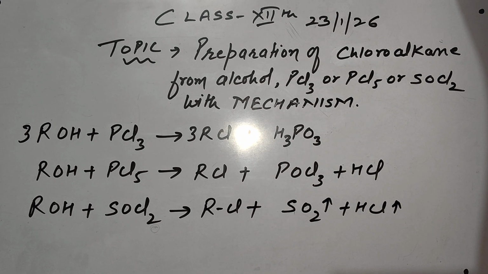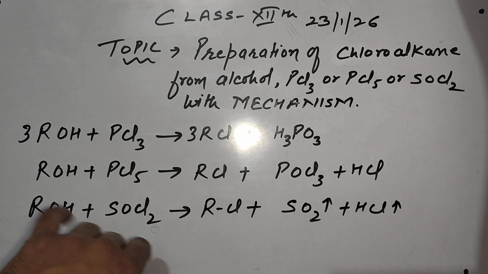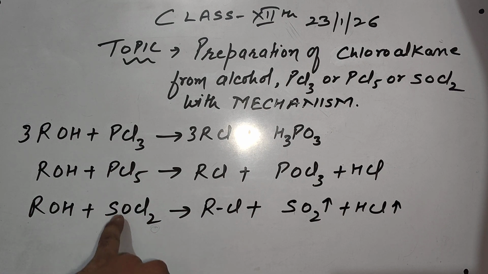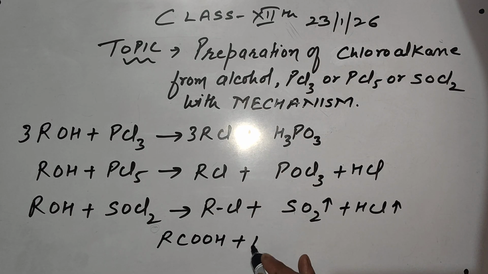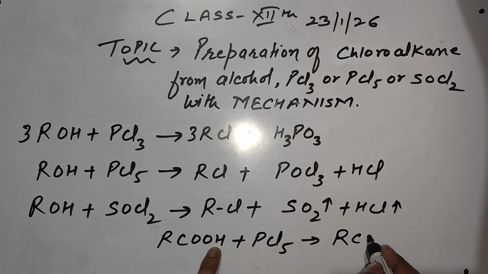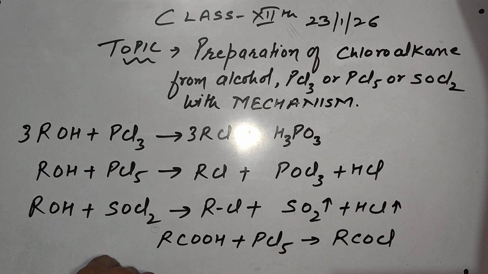So if we want to learn them directly, we can learn them very easily. The role of PCl3, PCl5, SOCl2 is just to replace OH by Cl. Not only in alcohol: suppose we have carboxylic acid, COOH, and we react it with PCl5. What will happen? The OH part will be replaced by Cl, so RCOCl, acid chlorides, will be generated. You can use PCl3 or SOCl2 here also.